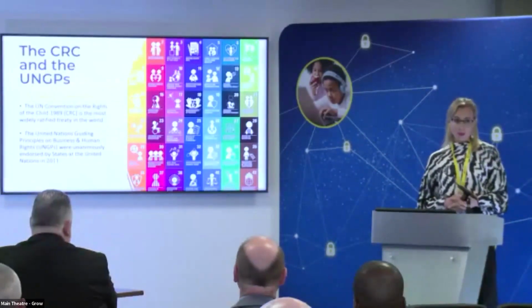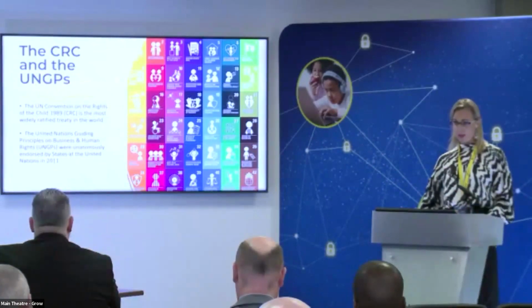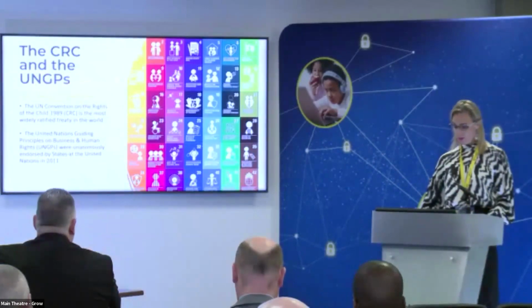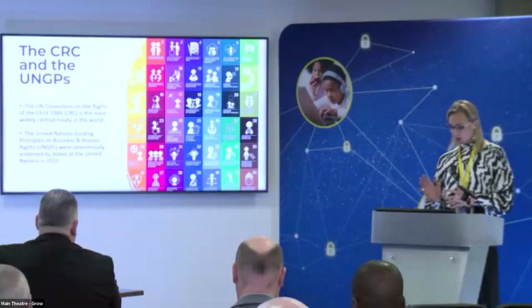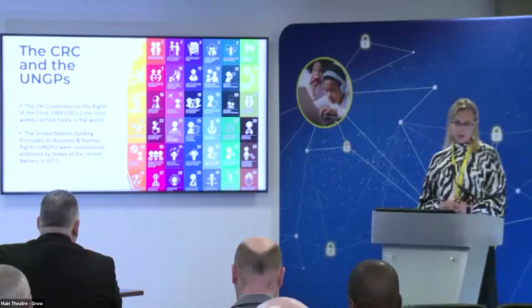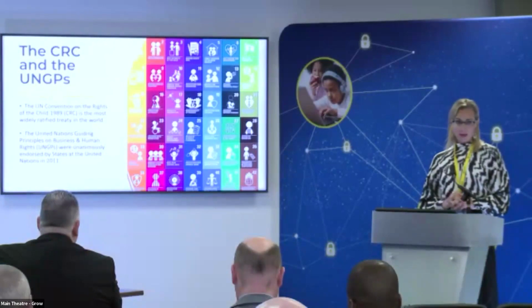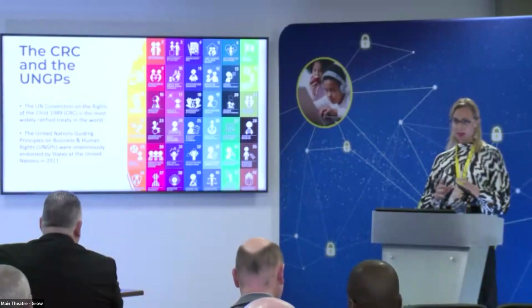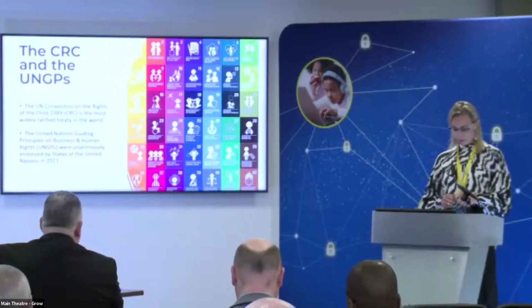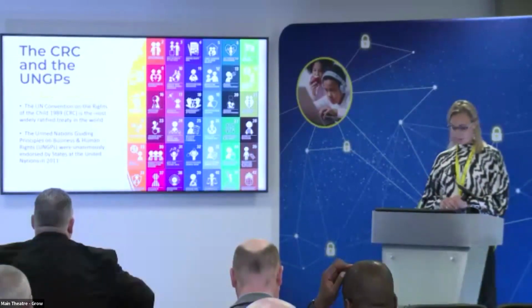So as many of you probably know already, the Convention on the Rights of the Child is the most widely ratified treaty in the world. So these are the 42 different rights that children have, and states which have signed up to the convention must protect those rights. The UN Committee on the Rights of the Child is the body that oversees the implementation of the convention by the different states that have signed up to it.